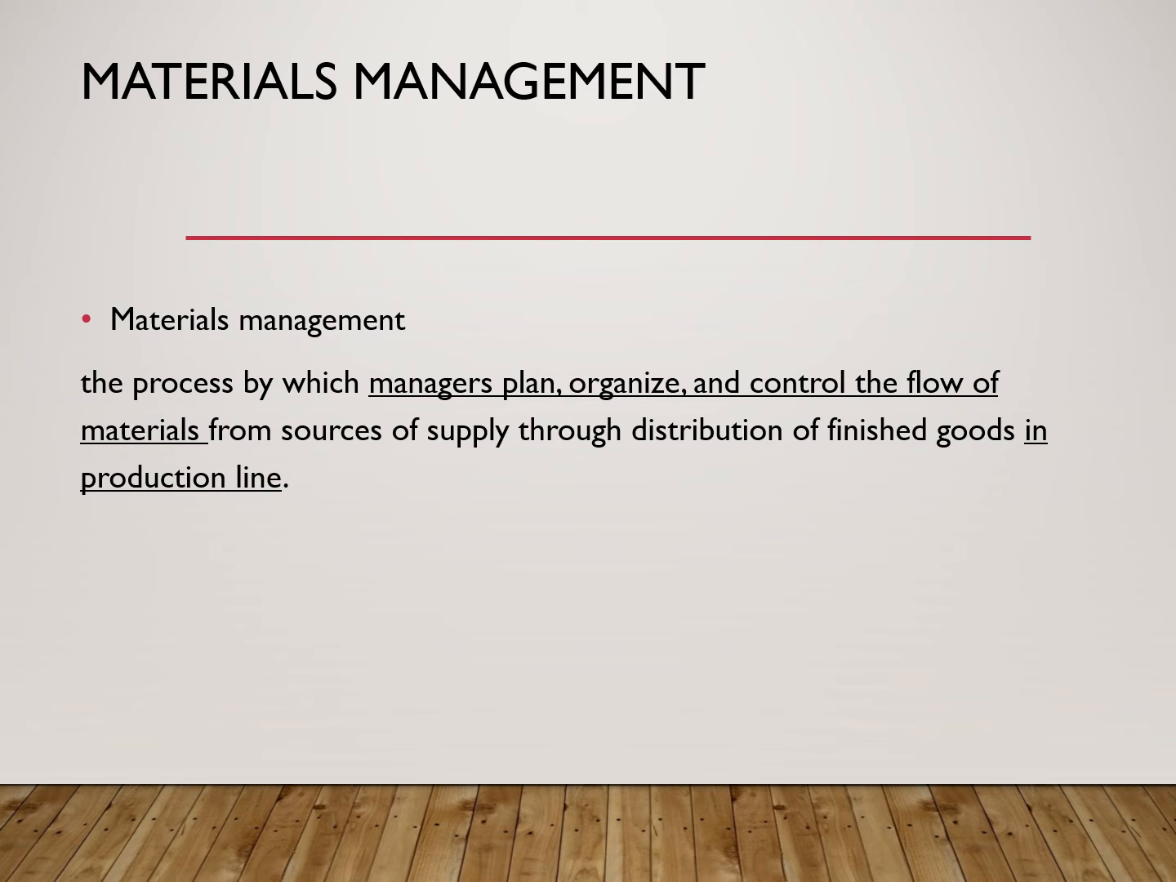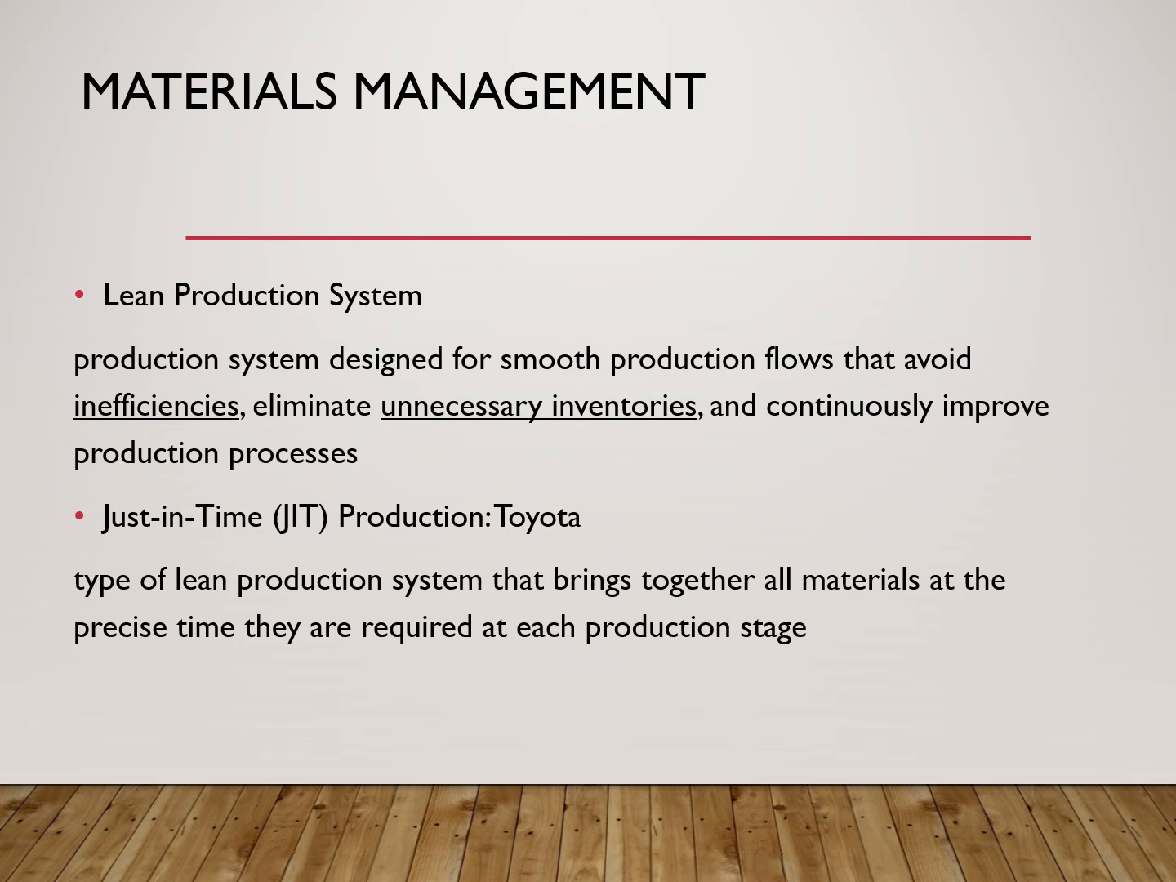Materials management is the process by which managers plan, organize, and control the flow of materials from sources of supply through distribution of finished goods in a production line. Lean production system is a production system designed for smooth production flows that avoid inefficiencies, eliminate unnecessary inventories, and continuously improve production processes.